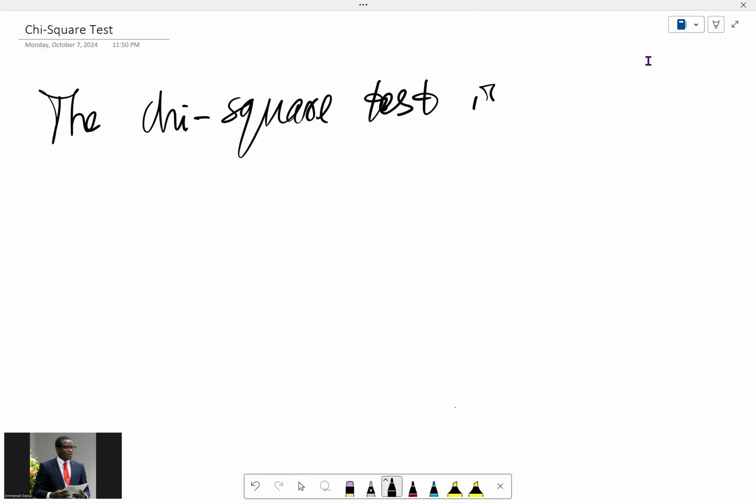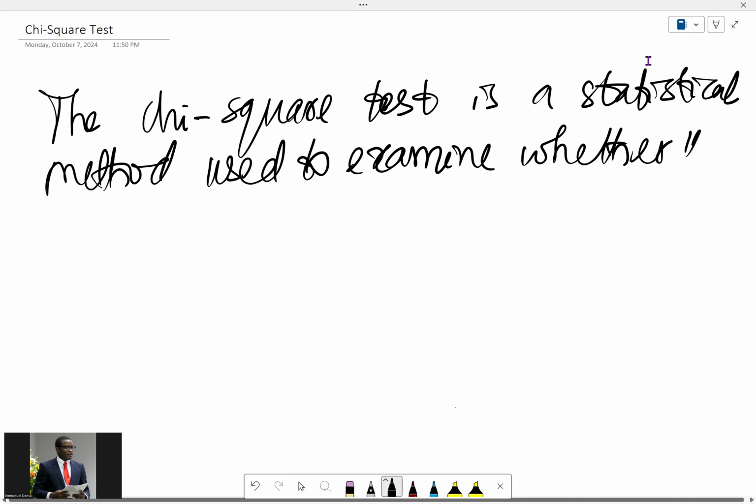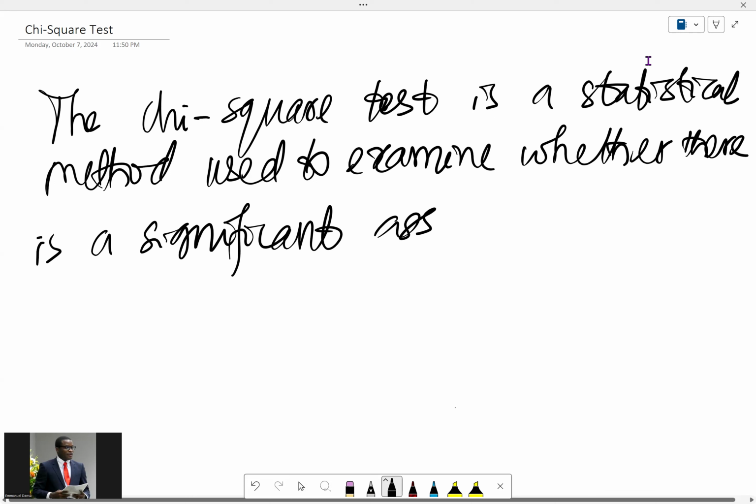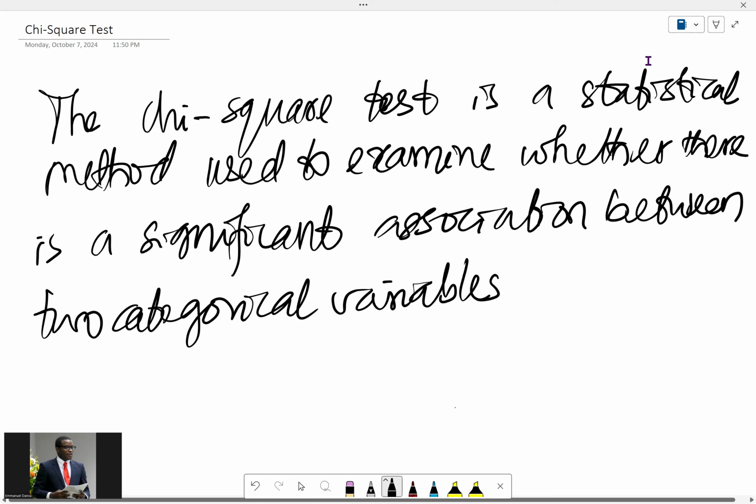The chi-square test is a statistical method used to examine whether there is a significant association between two categorical variables. If you're dealing with categorical variables, the variables you have are things that are not numbers per se, not numeric. Maybe it's things like male, female, tall, short, things like that. That's where chi-square comes in. So you have a test for things like that, categorical variables.